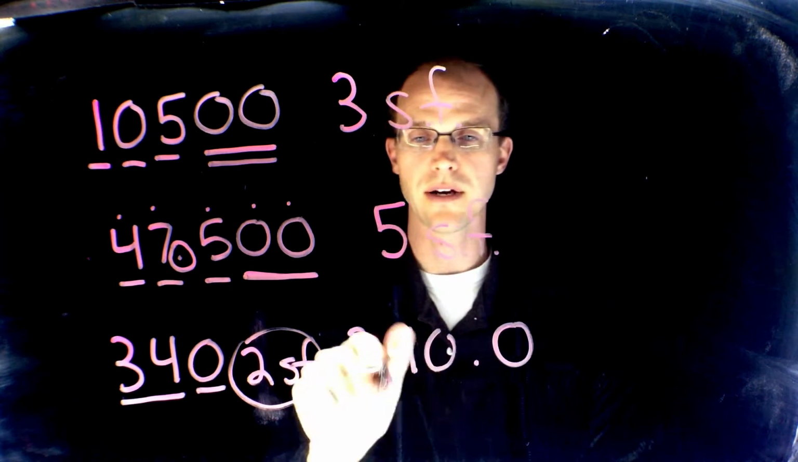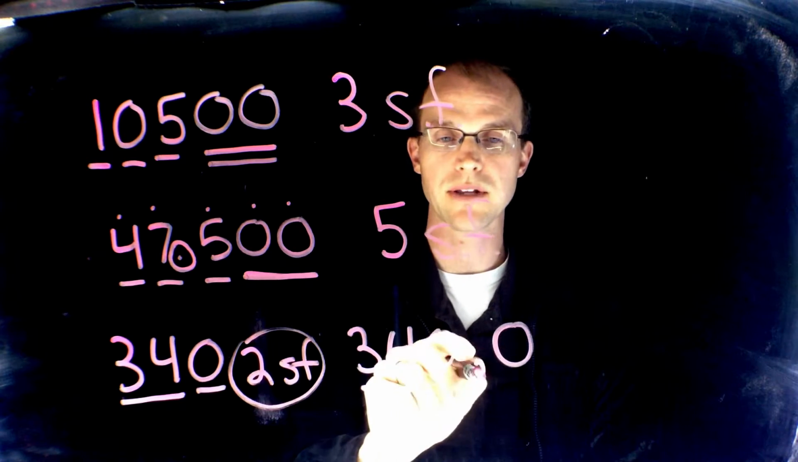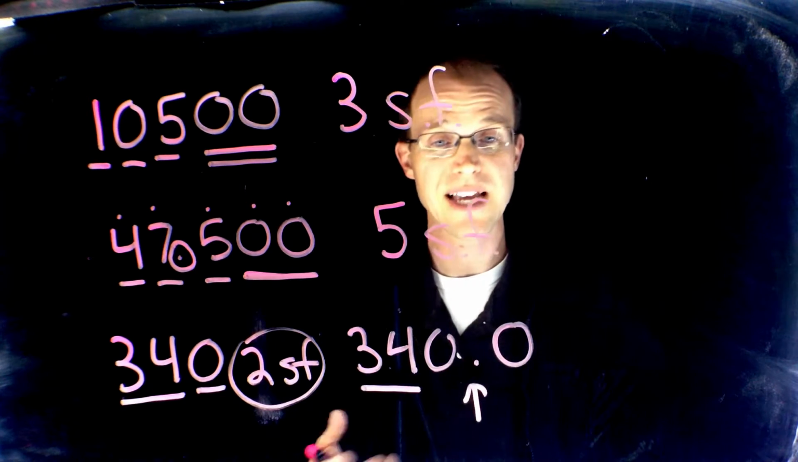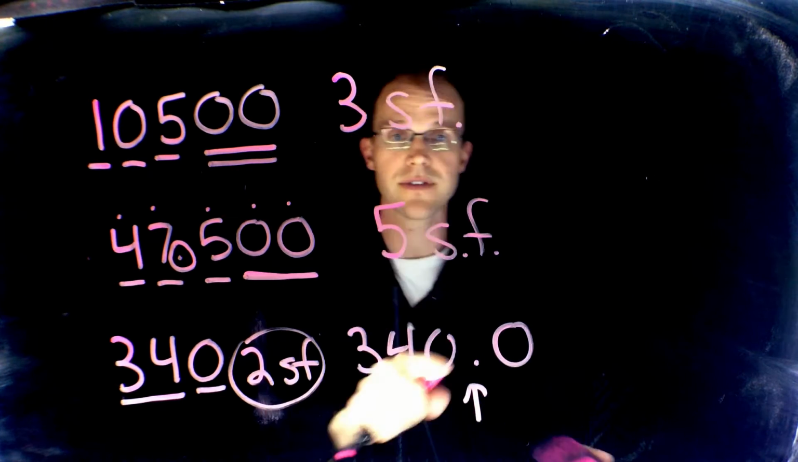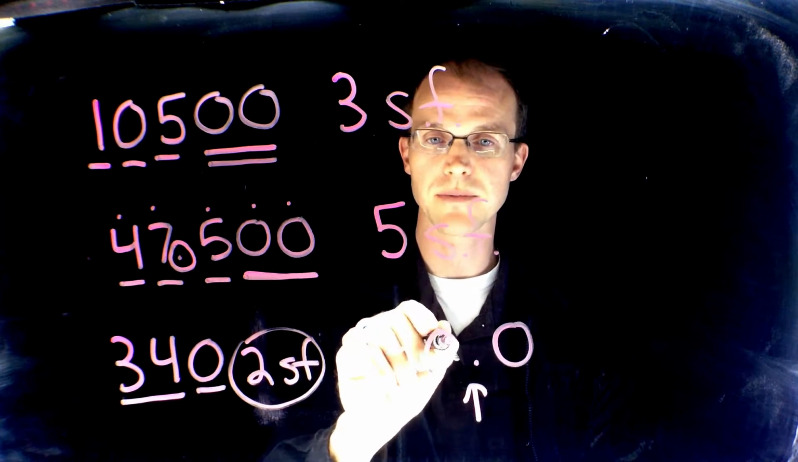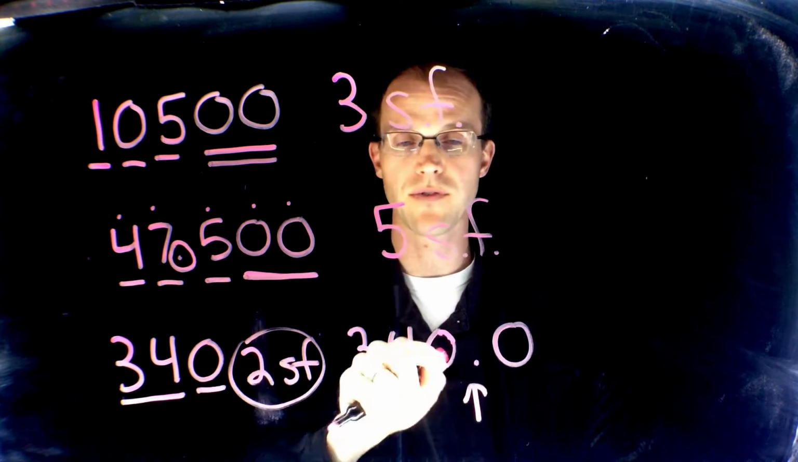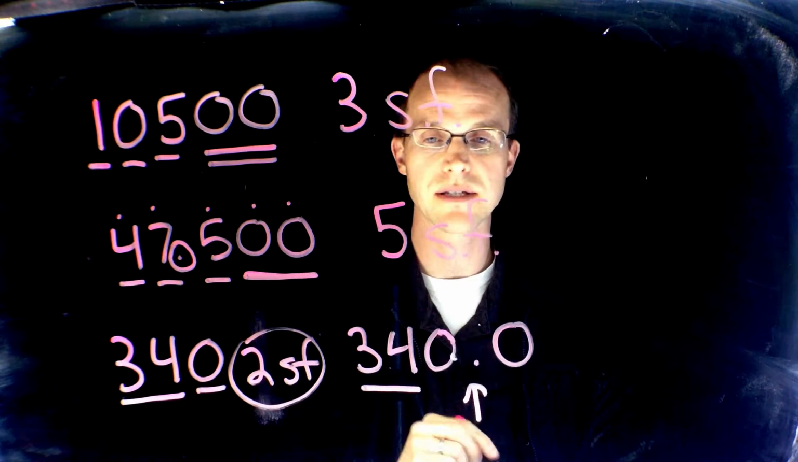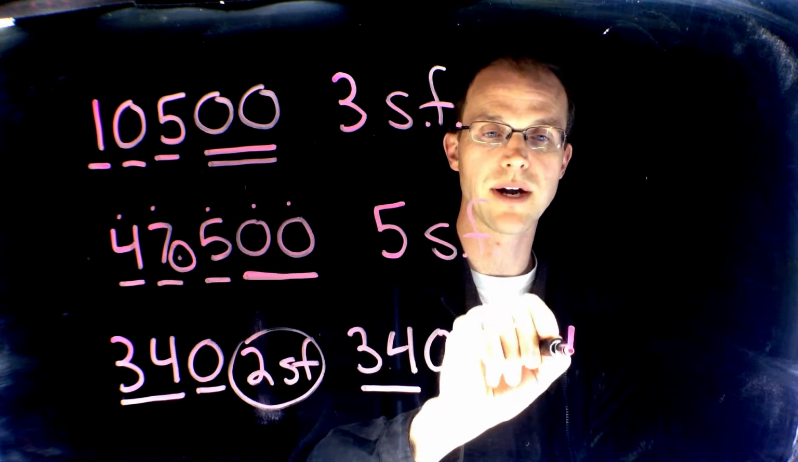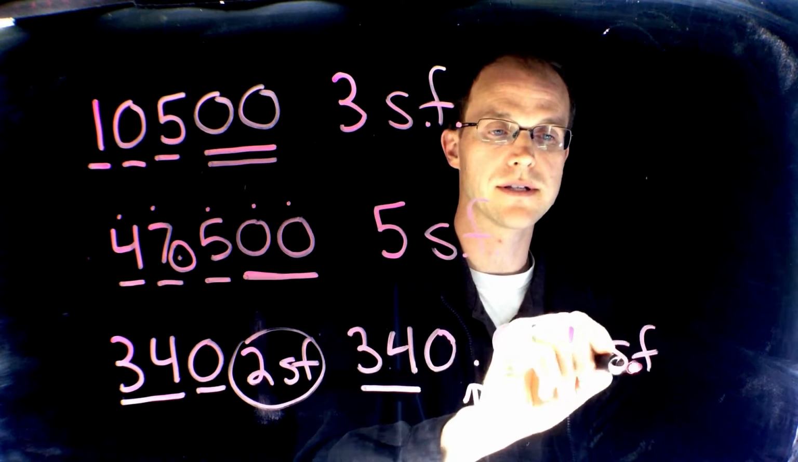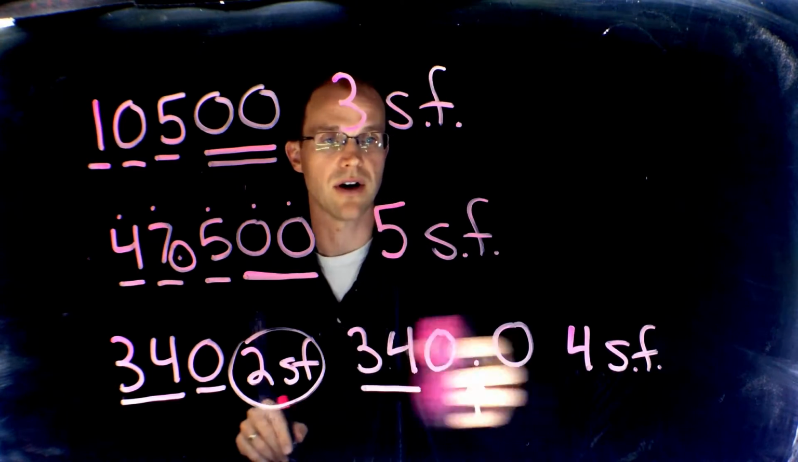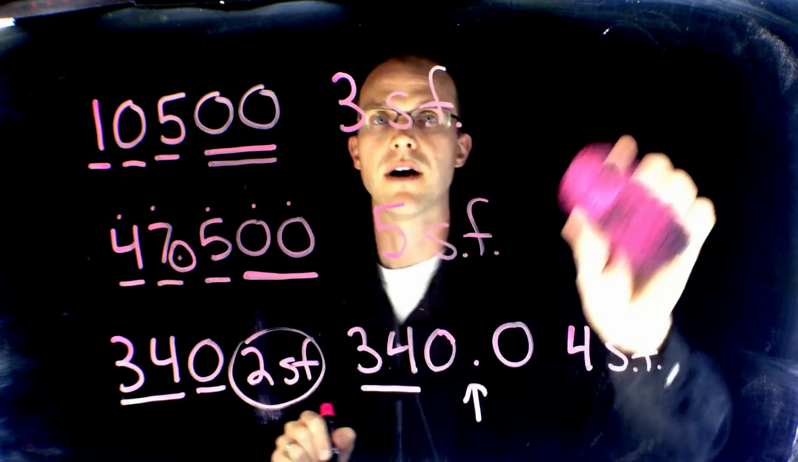Whereas this one over here, I know these are significant. What about these trailing ones? Well, I put a decimal point there, which means all of a sudden all the trailing zeros become significant. Even this one that wasn't significant before becomes significant because of this decimal point. And I'd say that this number has 4 significant figures because all those trailing zeros are significant.